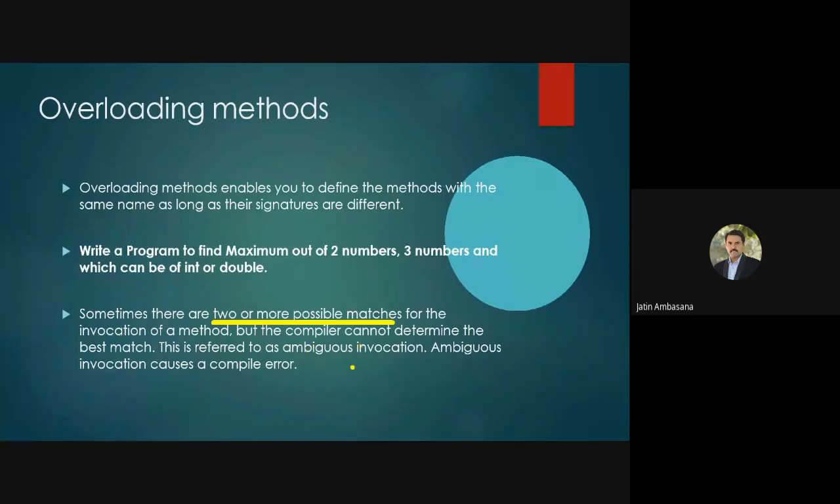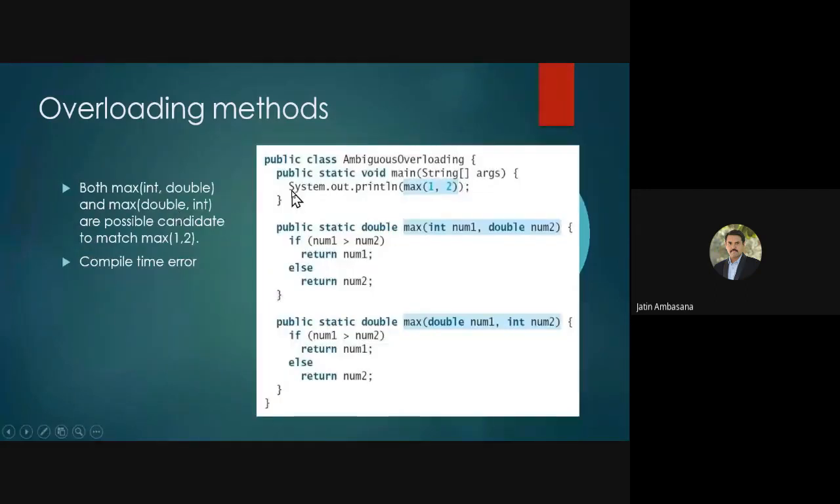So once we define overloaded methods, we have to make sure that there is no ambiguous invocation or ambiguous declaration. Okay, so check this out. Over here, we have two methods. One is max with int and double declaration. It takes parameters, one integer and another double, and another is max with double and int.